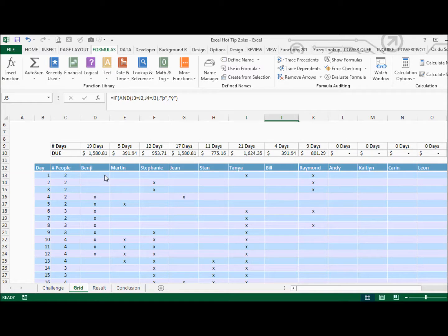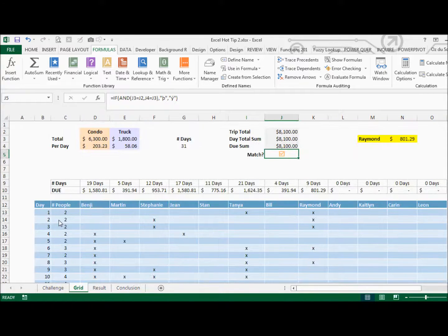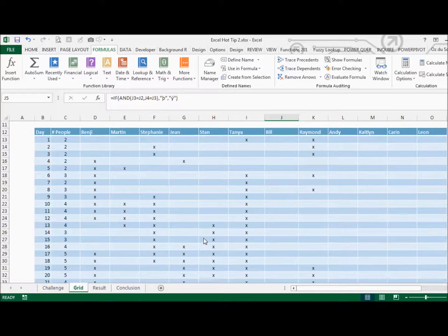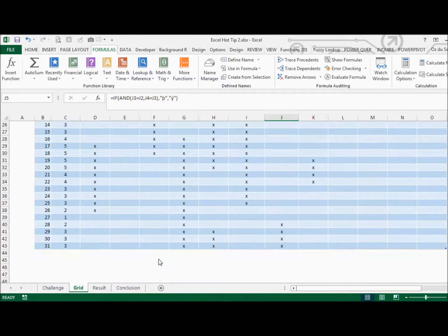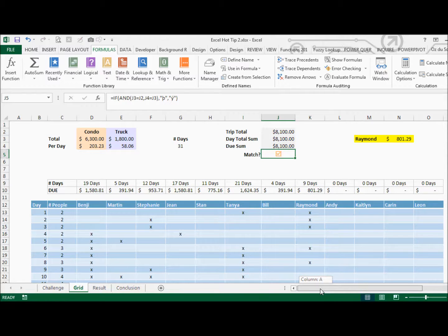Here we have all the people, the days, a calculation of how many people per day, and an X if a person was in the condo on a particular day. We see here that on the sixth day, there were three people: Benji, Tanya, and Raymond. That just shows us the days.